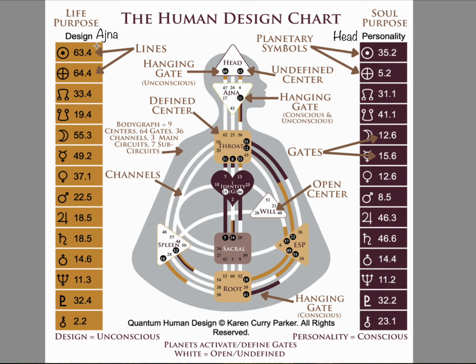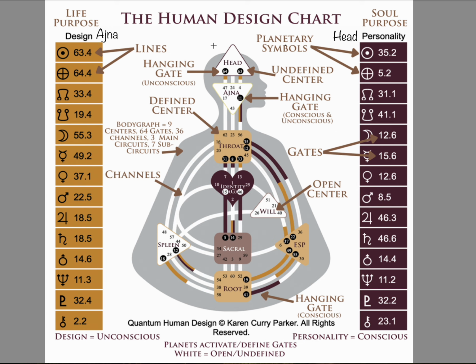The lines in the profile or in the reading are just an additional flavor. It's usually more advanced, and I don't go over that in the basic or introductory readings that I do regarding your chart. So that's how you would look at it. You would look at the planetary placement. This is the gate, and this is the line that gate is in.